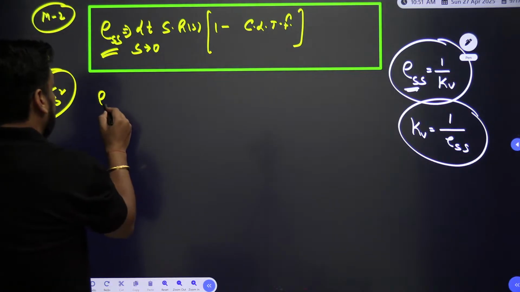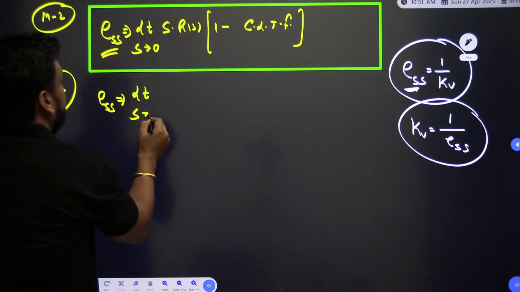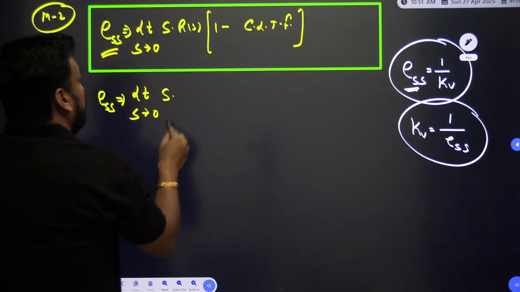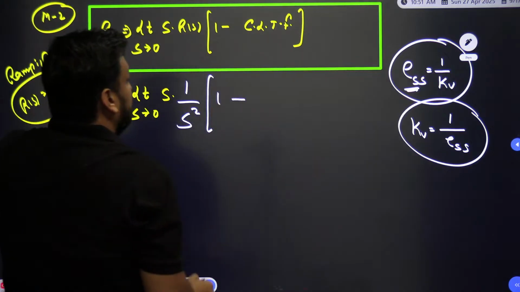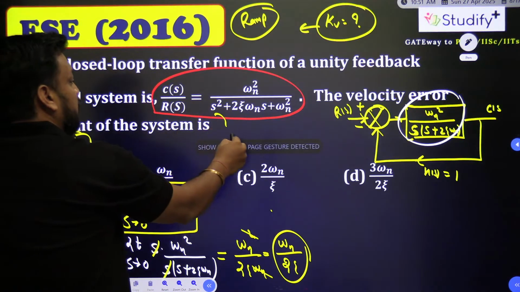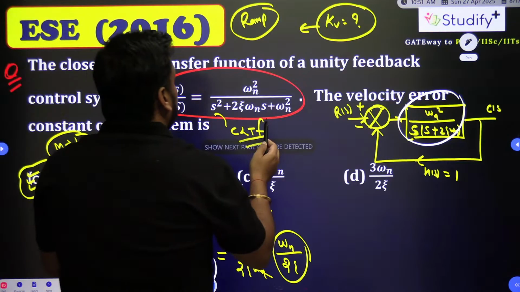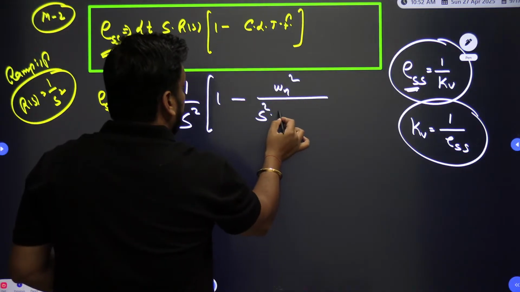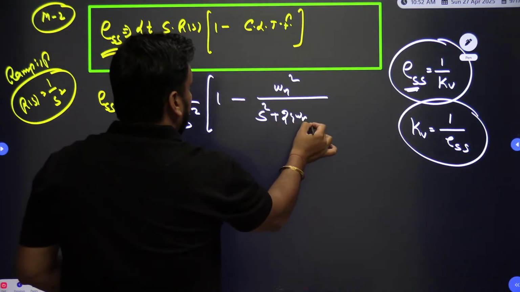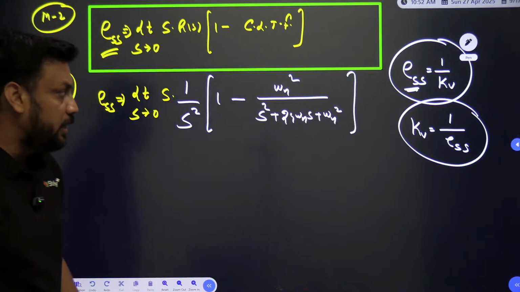So when you will put this, what you will get, ESS equal to, you will get limit s tends to 0 s, what is R of s? R of s you will put here 1/s², 1 minus the CLTF value which is given to me, this is CLTF. CLTF means omega n square upon, so shall I write here omega n square upon s square plus twice zeta omega n s plus omega n square. This value only I need to put, sir.